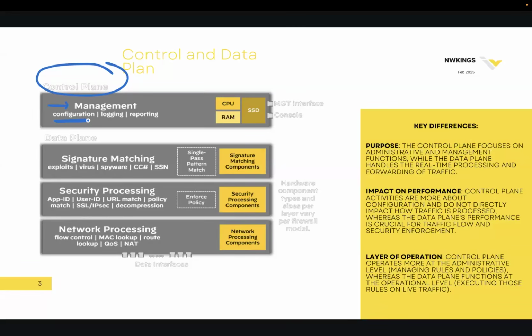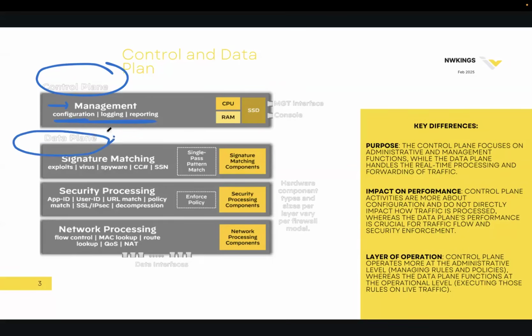Logging, I told you, logging means like syslog. That kind of logging is taken care of by the control plane. Reporting means SNMP servers and all you configure for alerts. If an interface goes down and there should be some alert or some reports should be generated, everything is taken care of by the control plane. So these things come under the control plane.